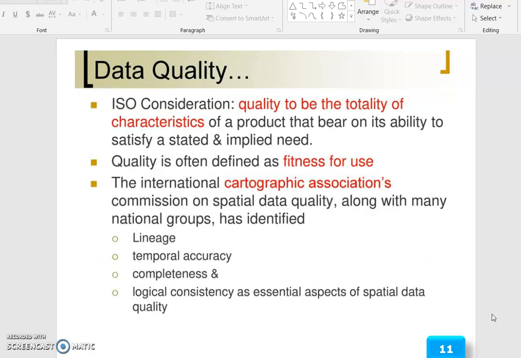ISO considers quality to be the totality of characteristics of a product that bear on its ability to satisfy stated and implied needs. Quality is often defined as fitness for use. The International Cartographic Association's commission on spatial data quality, along with many national groups, has identified lineage, temporal accuracy, completeness, and logical consistency as essential aspects of spatial data quality.